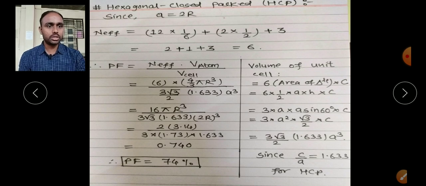Why we are needful of this, because we have C here, but we want to convert this C into our A, because A and R we have the relation and everything up to this we have A square. So, from this we can get C by A ratio is 1.633, therefore C is equal to 1.633 into A and already A square is here, therefore A cube. Okay. So, finally, what we got, the volume of one hexagonal unit cell is 3 root 3 by 2 into 1.633 into A cube. Keep as it is, we will directly put this in our packing factor formula.